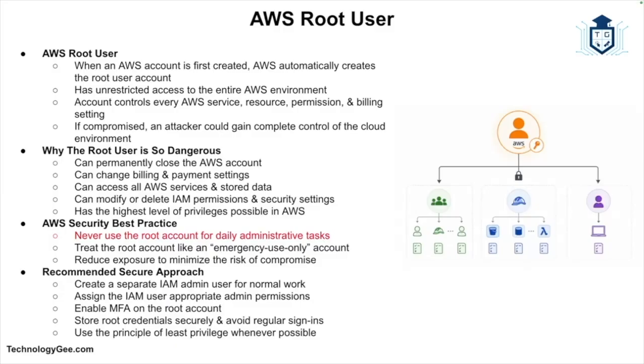All right, now let's talk about the root user and why AWS makes such a big deal about it. So when you first create an AWS account, you automatically get the root user. And this account has unrestricted access to everything. And this includes closing the account, changing billing settings, accessing all services and data, and modifying permissions. And because of this, the root account is extremely powerful and extremely dangerous. So as a best practice when it comes to the root user, do not use the root account for daily work, as in never use it. Instead, create a user account for yourself, assign it admin permissions, and then lock the root account right away.